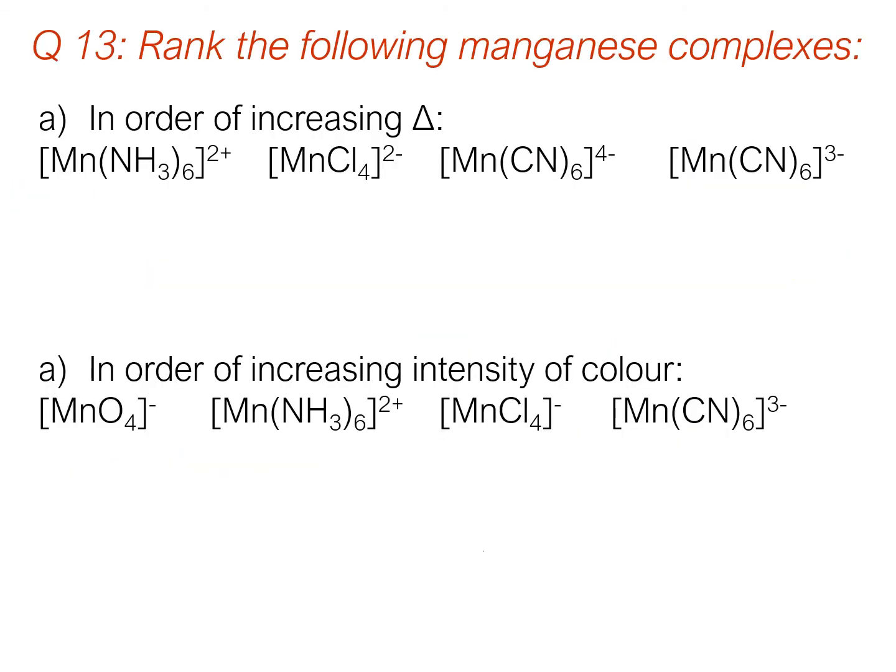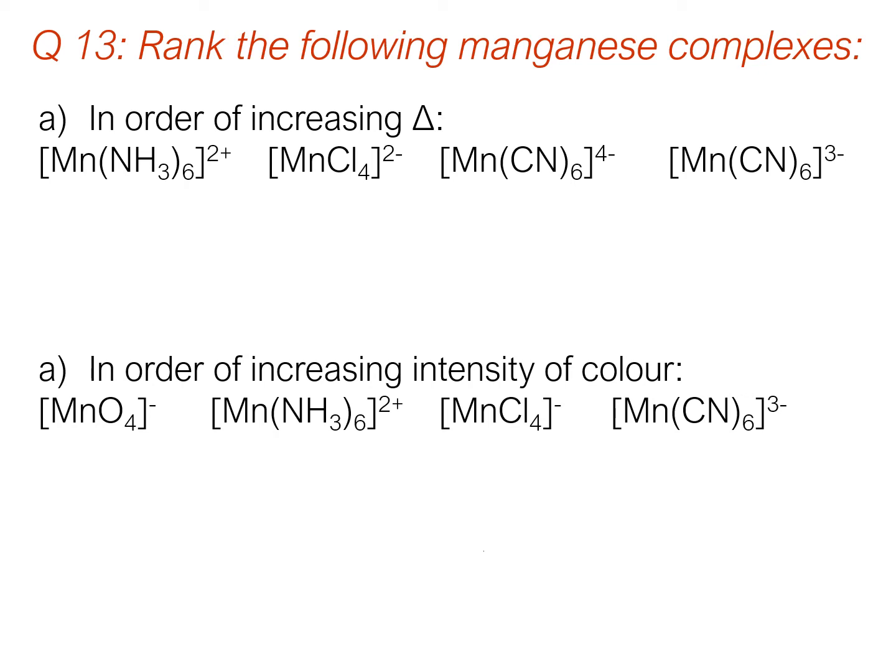Question 13 has us looking at various manganese complexes and ordering them either in increasing values of delta, so the crystal field splitting, or increasing intensity of colour. So we'll start with part A and looking at the increasing value of delta, so how much the splitting energy is between the T2G and the EG orbitals, or the E and the T2 orbitals if it's tetrahedral.